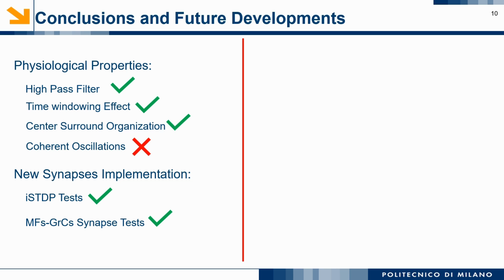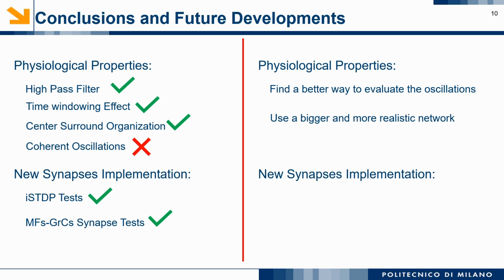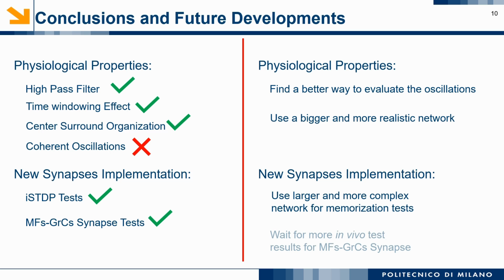In fact, for the physiological properties, we should find a better way to evaluate the oscillatory response and use a bigger and more realistic network. For the new synapse implementation, it would be possible to use a larger and more complex network for the memorization of multiple patterns, and wait for more in vivo results for the mossy fiber granule cell synapse.